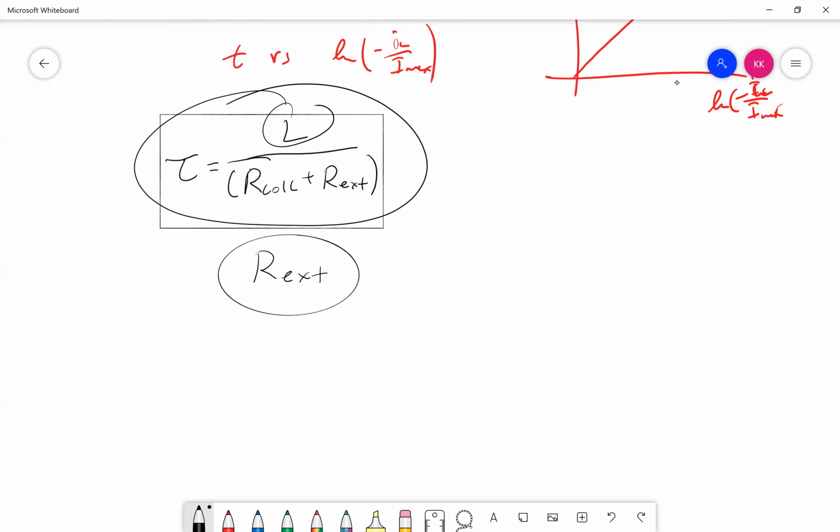All right, so let's look at the experiment itself. We're ready to go and look at the experiment.